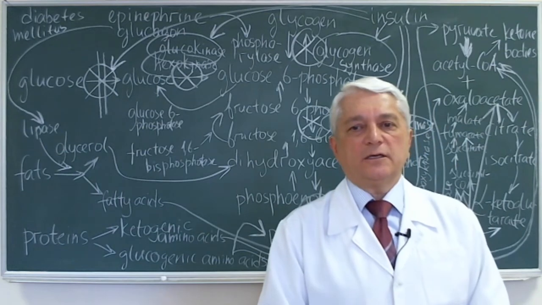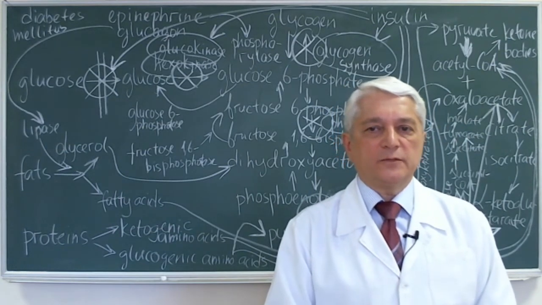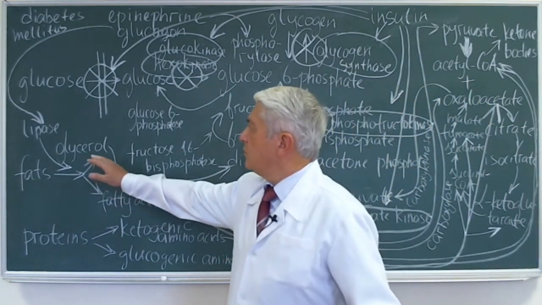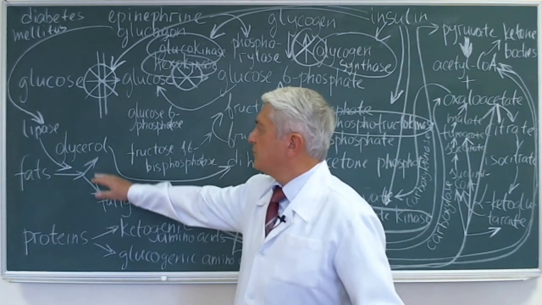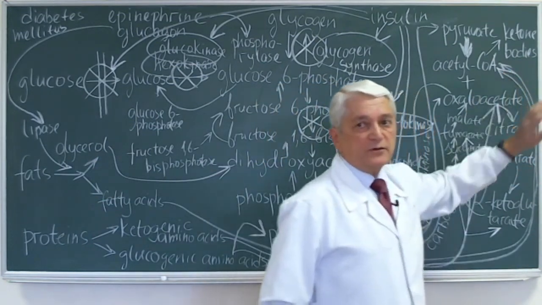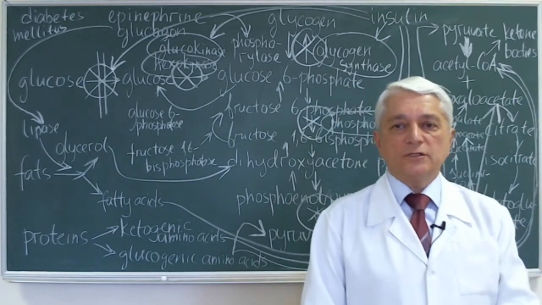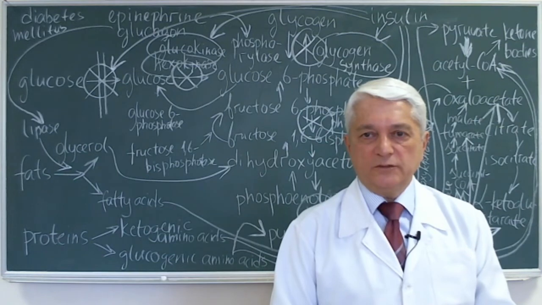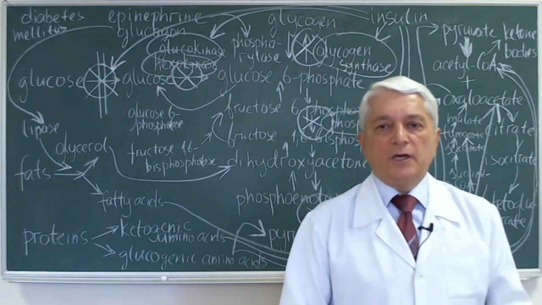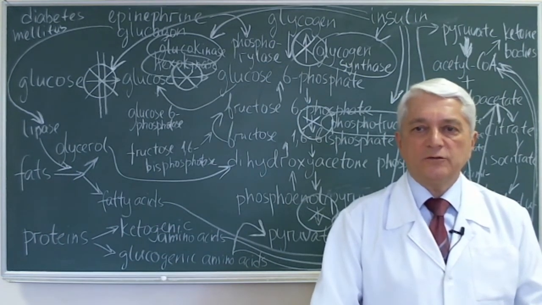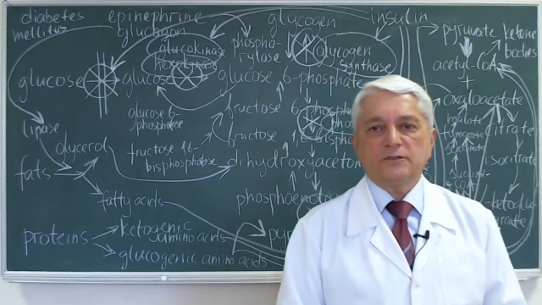But except these two comas, one that is a result of a high concentration of glucose and one that is a result of a high concentration of ketone bodies, the patient can die from other complications. One very dangerous complication of diabetes mellitus is different infections. Why?